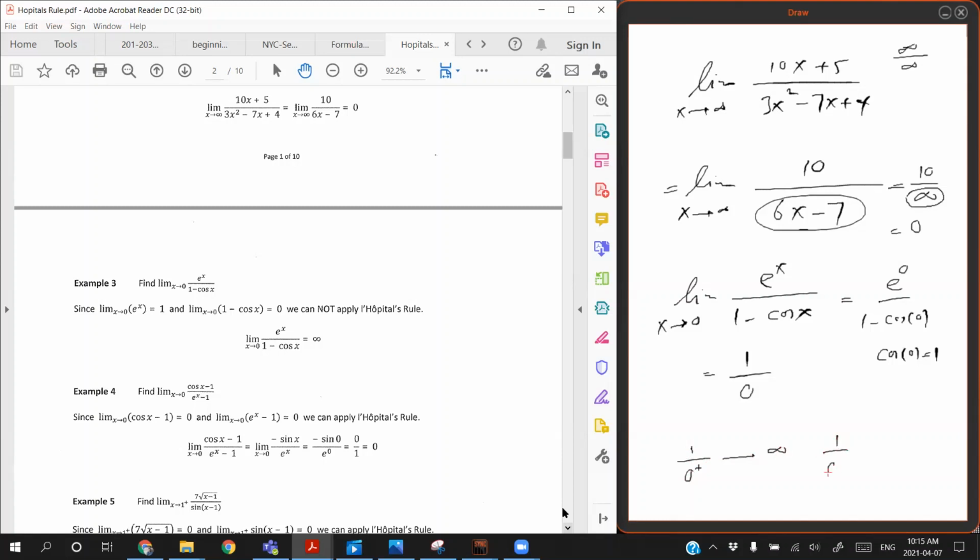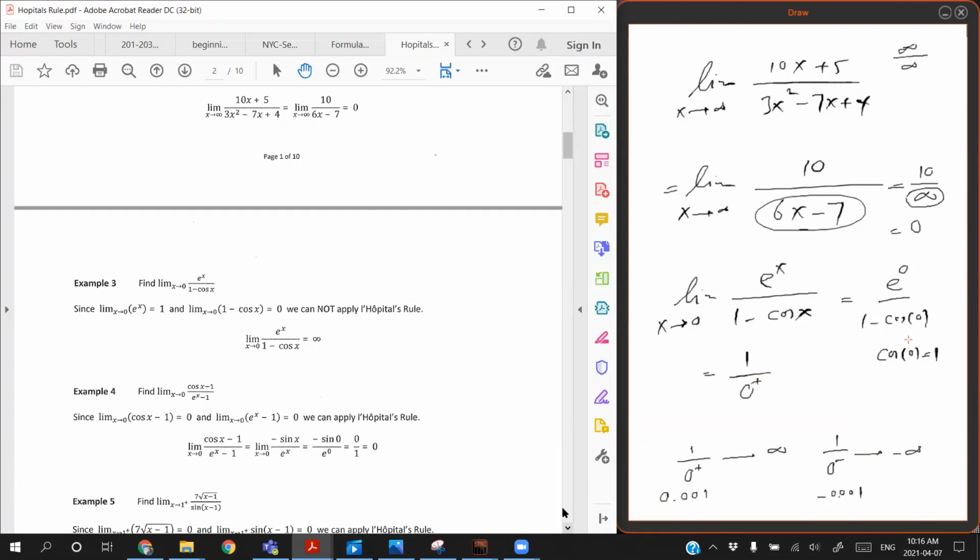But if I have 1 over 0 minus, that is numbers like negative 0.001. This number is very close to 0, but negative. Or here, if I have 0.001, this number is very close to 0, but positive, yes? And this symbol here means the numbers in the denominator are getting closer and closer to 0, but they're positive. And this symbol here means the numbers are getting closer and closer to 0, but they're negative. So this one will approach negative infinity, because positive over negative is negative. So in this case, this is going to be 0 plus.